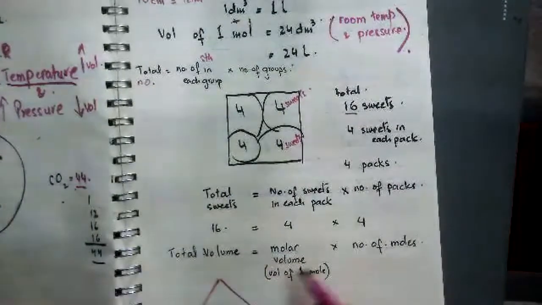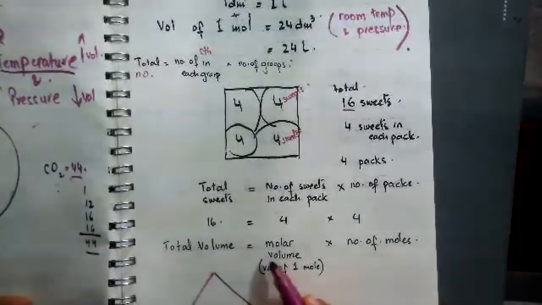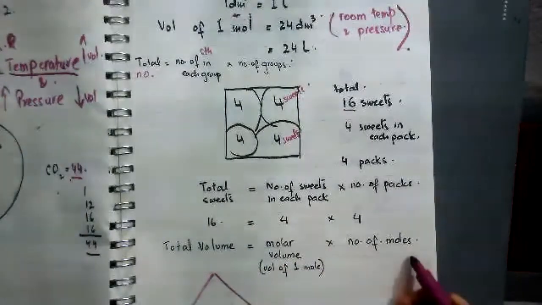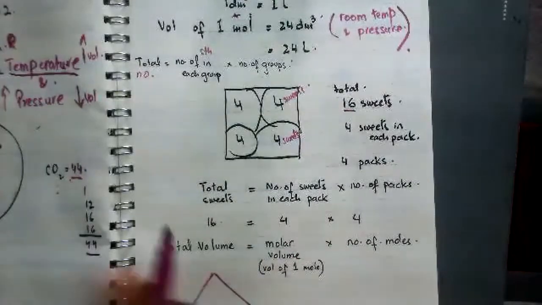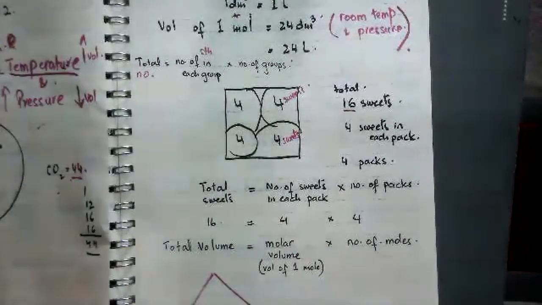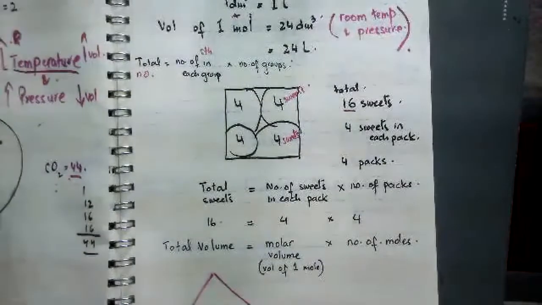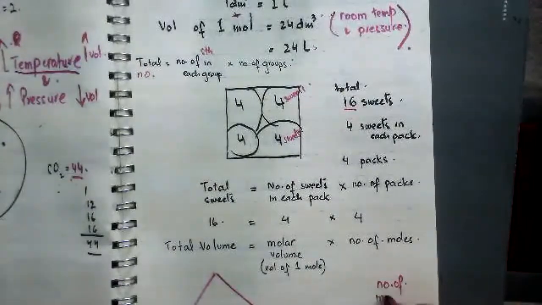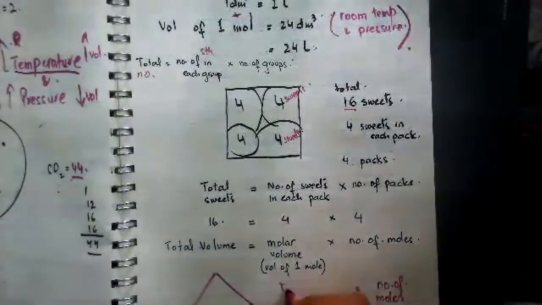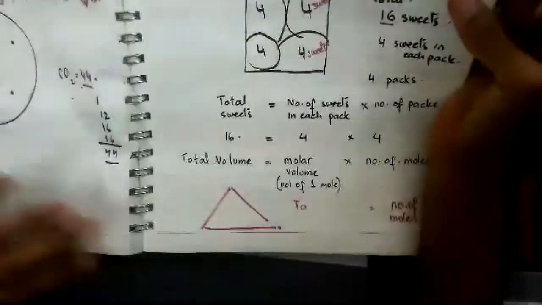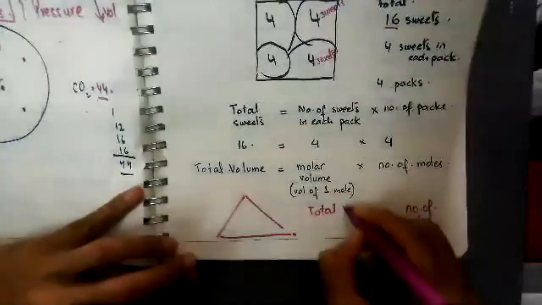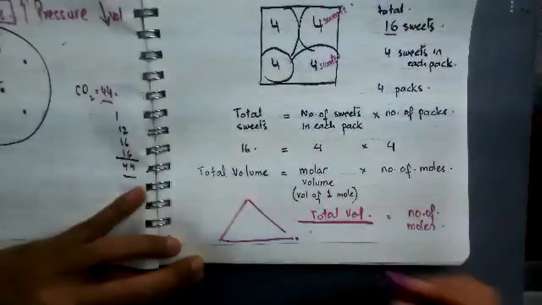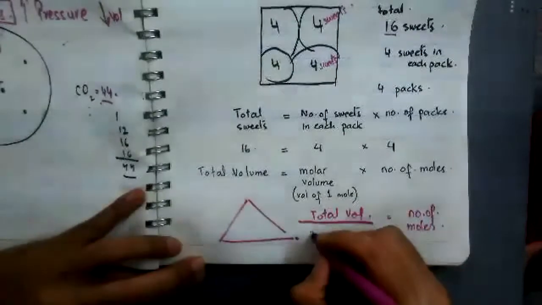So, okay, did you understand that the total volume can be calculated by multiplying the molar volume, which is the volume of 1 mole, by the number of moles? So you will get the total volume. And similarly, you can play around with this formula. And so, what will be the formula now for the number of moles? Will be total volume. Is my camera showing this? Total volume divided by the molar volume.